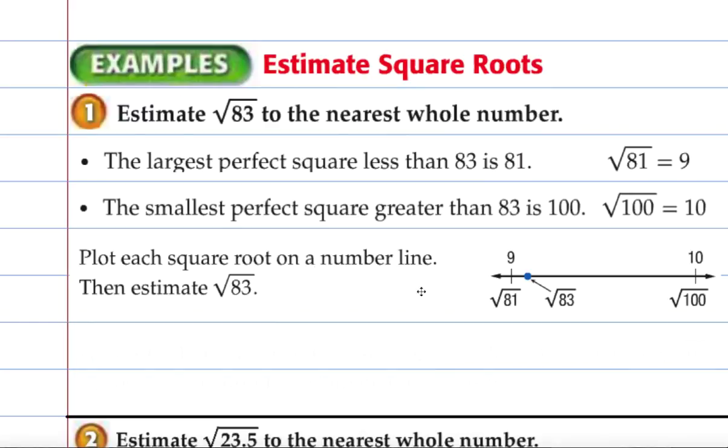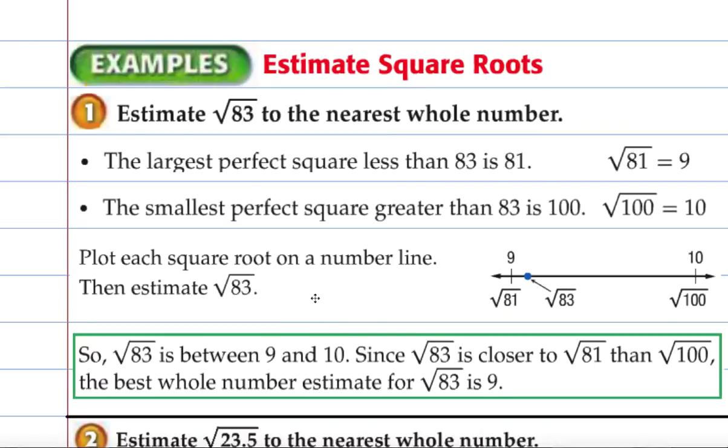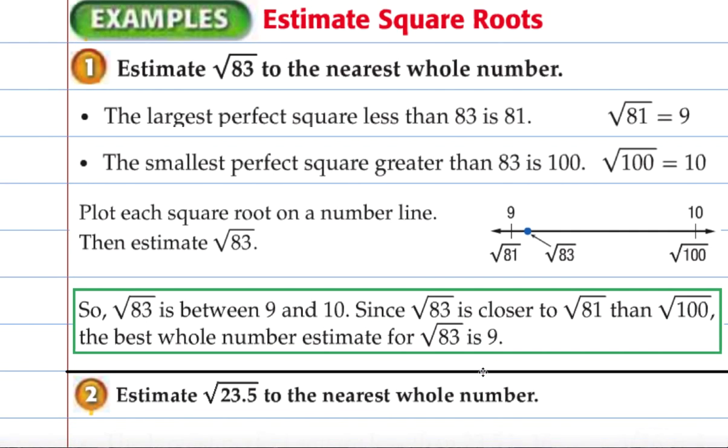So we put them on a number line, and we estimate. Square root of 81, square root of 100. 83 is far closer to 81, so we say that it's closer to 9. So the best whole number estimate for square root of 83 is 9. Obviously, it's going to be a little bit more than 9. It's going to be 9 point something if you plug it in the calculator. But it's closer to 81 than it is to 100, so it's closer to the whole number 9.